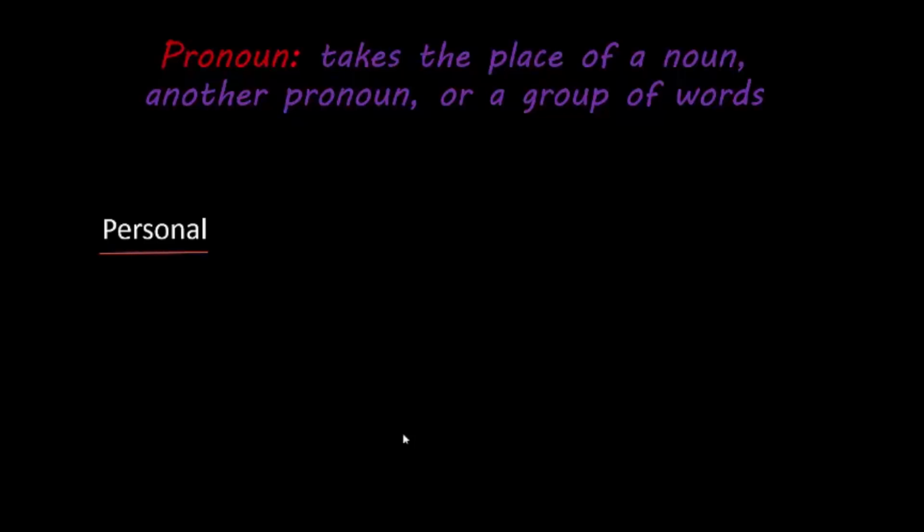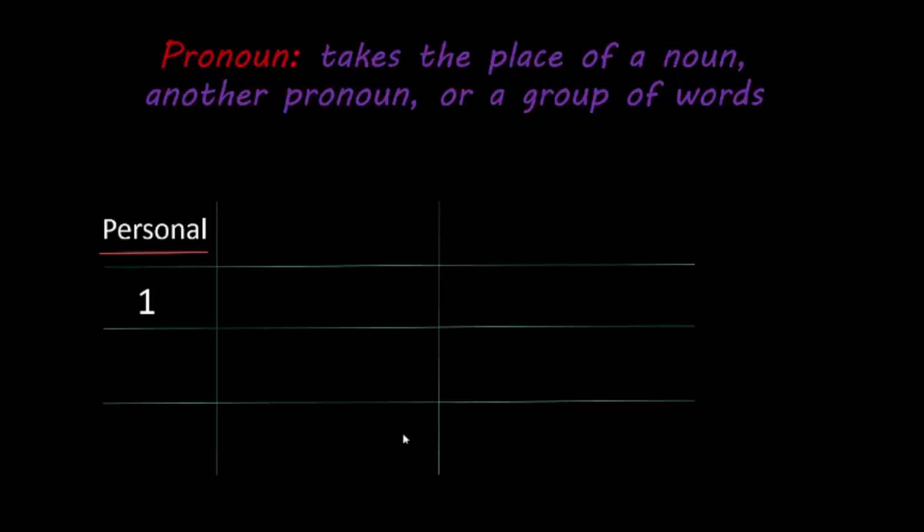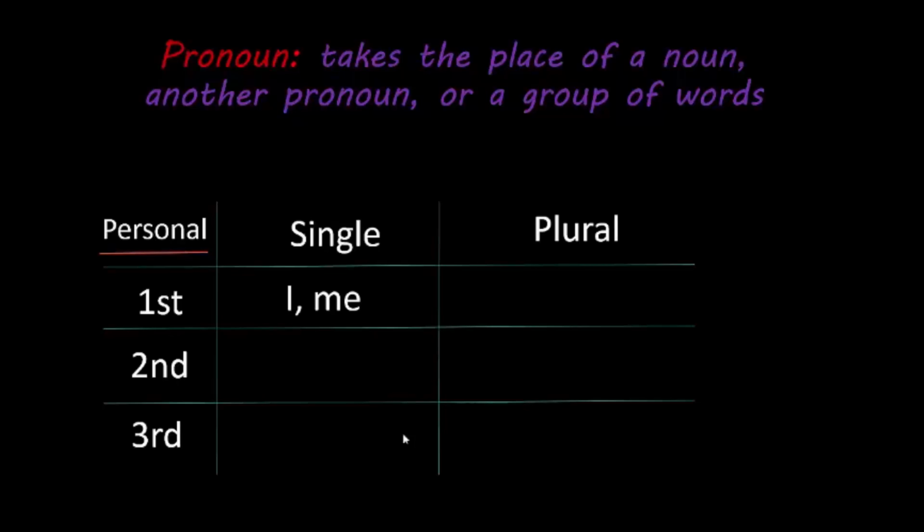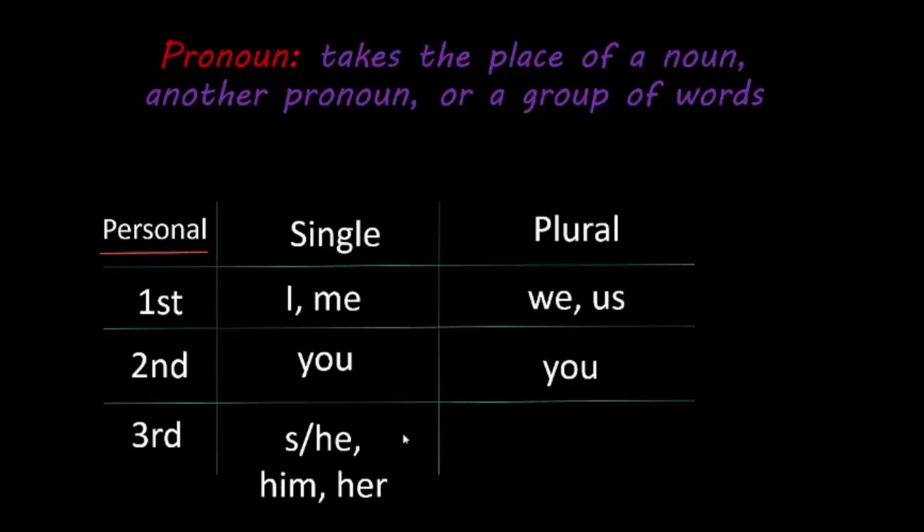And I'm going to split it up into this table, in which I'm going to talk about the first person, second person, and third person. And these will differ depending on if it's single or plural. So if I'm talking first person singular, I could say I or me. If it is plural, it's we or us. Second person, single and plural, happens to be the same, so it is you. And then if I'm talking third person single, I could say something along the lines of she, he, him, or her. If it is plural, you could say they or them.